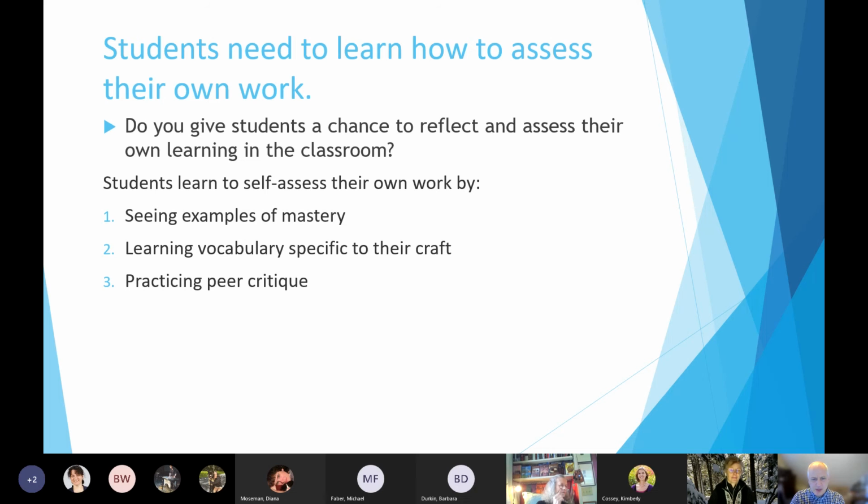Any other ways that people do this with having students do either peer assessment or self-assessment of their own work? Does anybody do anything like this in their classes right now?